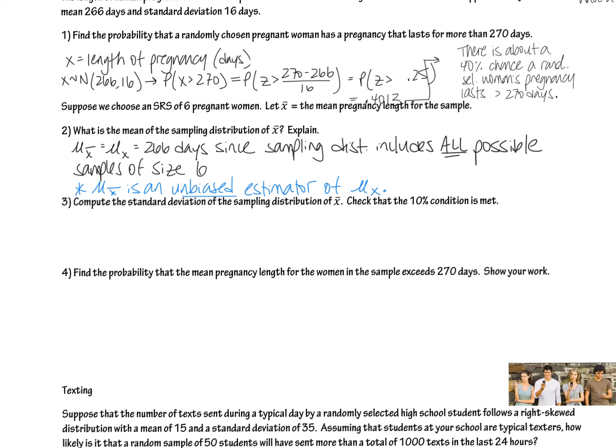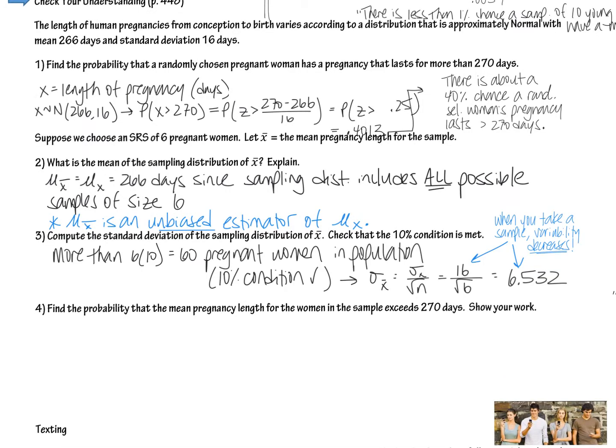Compute the standard deviation. Make sure that before you do that math, your permission comes from checking that 10% condition. And it's obvious that there are more than 6 times 10, which is 60 pregnant women in the entire population. There's probably 60 pregnant women here in Palatine alone. So that's going to be okay. I'm going to write that out, and then I'm going to do my small sigma over radical n formula to find the new standard deviation, just like we did in the example above. Here's what all that looks like.